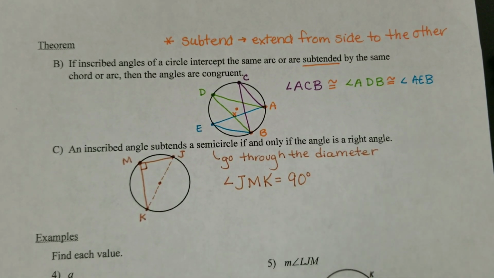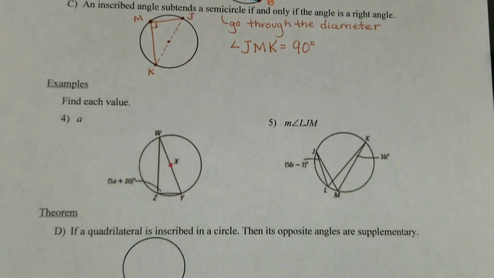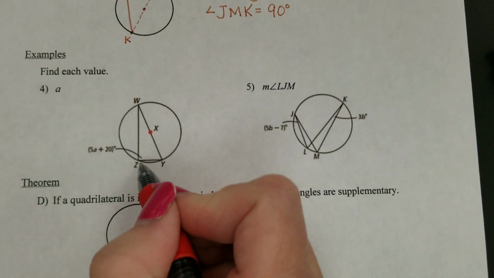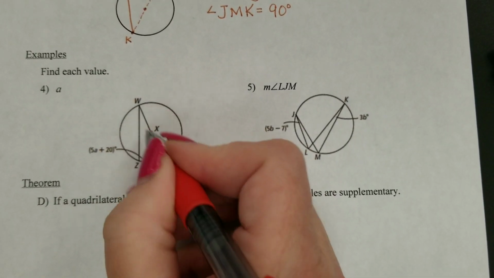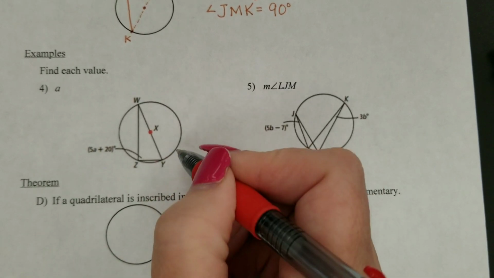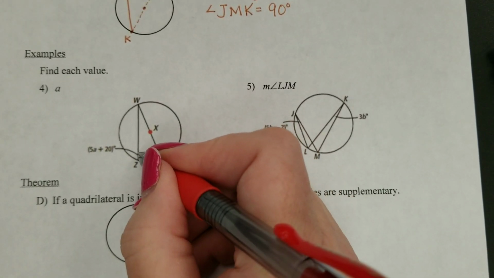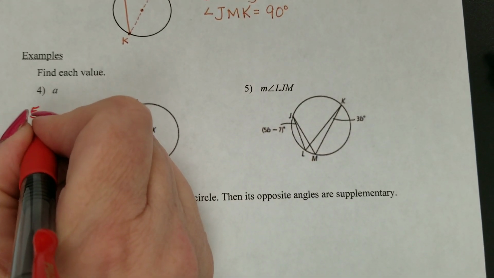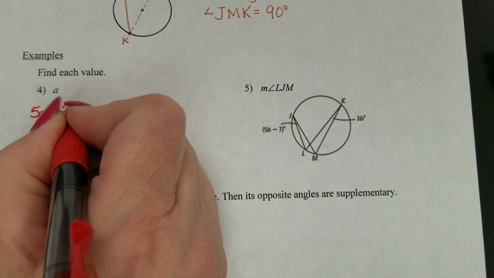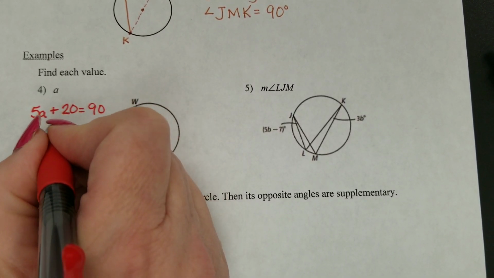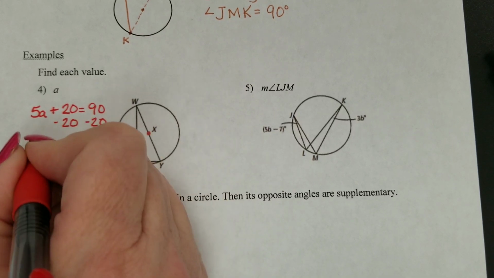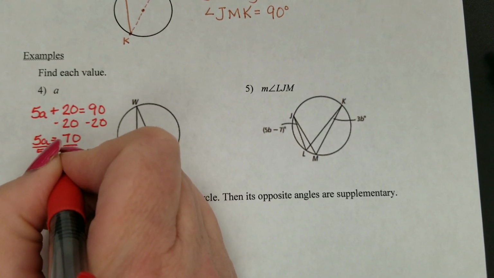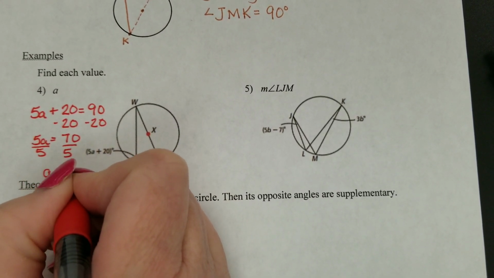So let's try some here where we're going to find some values on our examples. This one wants to know the value of A. Well, because WZY subtends the semicircle, that's going to be a right angle. So we can state that 5A plus 20 is equal to 90. So we'll subtract 20 from each side. 5A is equal to 70. If I divide by 5, A is equal to 14.